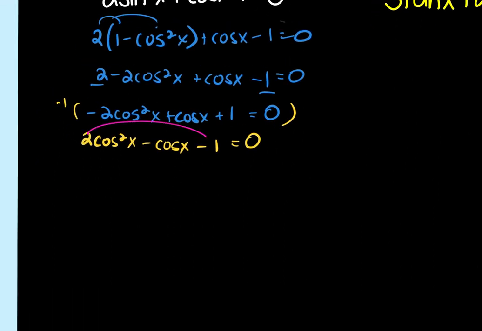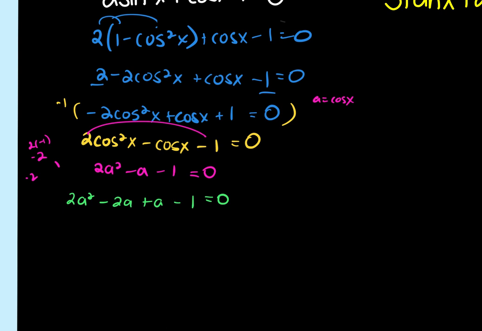And then you can either do trial and error or first times last. I feel like most of you picked first times last, so we're going to do that. 2 times -1 is -2. Factors of -2 that sum to -1 would be -2 and +1. You can make those a's, like I could say a equals cosine x if it's easier. So it'd be 2a squared minus a minus 1. Or you could keep them as cosines. It's up to you. So I'd get 2a squared minus 2a plus a minus 1 equals 0. And then I'm going to factor by grouping. Take out a 2a. There's already a matching binomial, so there's a 1 on the front.